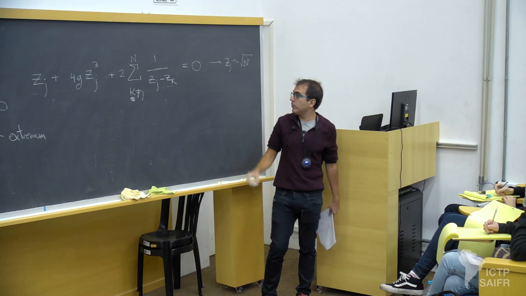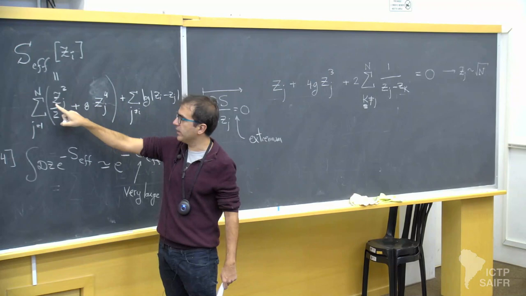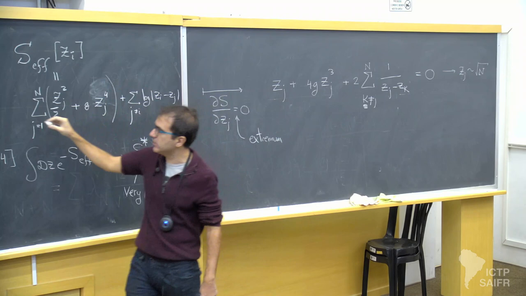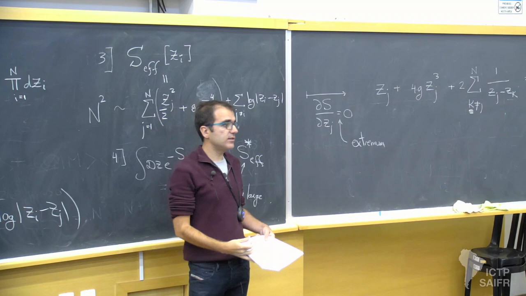And when you plug z equals square root of n here, let's see what happens. We can do it in any terms, but let's do the first one. Square root of n squared gives n. There are n terms. This action becomes of order n squared. Okay? So it's self-consistent. Indeed, the action is very large. It's of order square root of n.